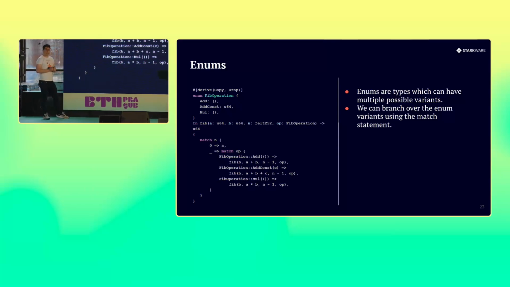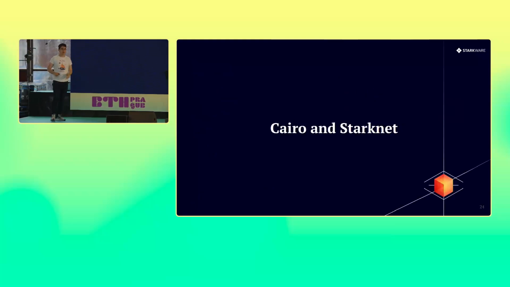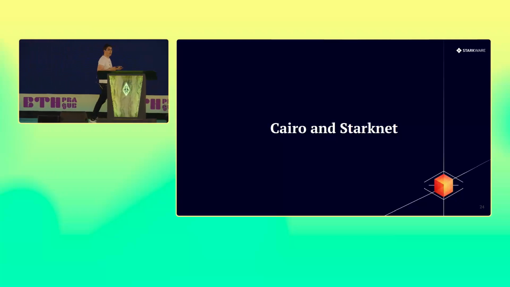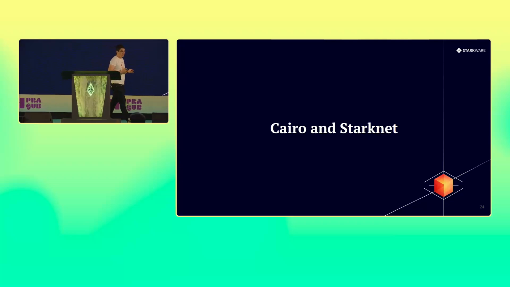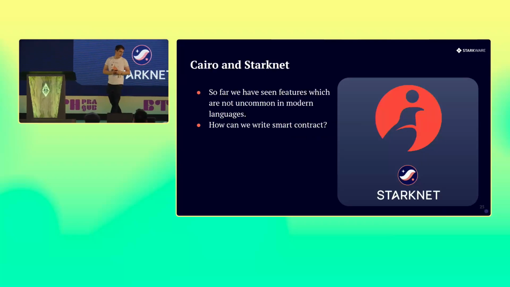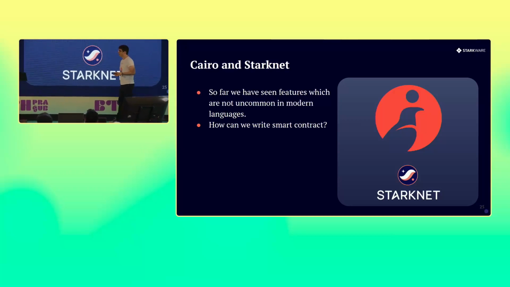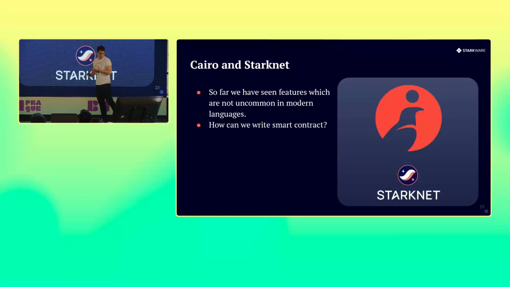And that's it. That's like a crash course of Cairo. It's the most basic things you need to know about Cairo. But up until now, it was like any other functional programming language. I haven't said anything about Starknet or about smart contracts.